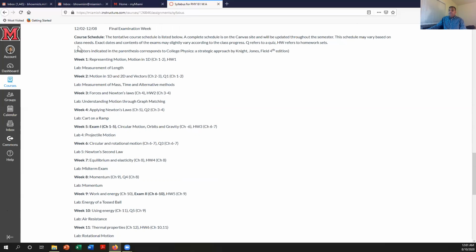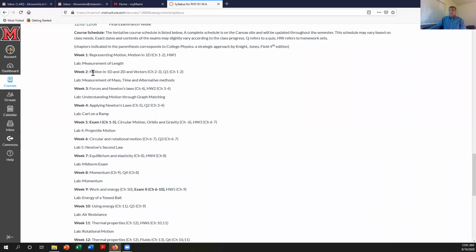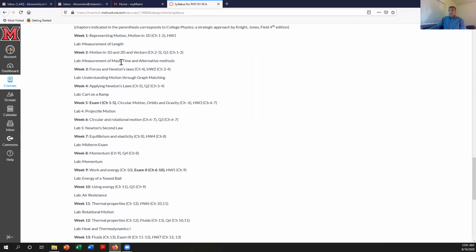Now, here is a course schedule, and this is basically a rough replica of what you have already seen in the modules. But this also has a good broad overview of in which week we are going to discuss which of the chapters from the textbook, and when the homeworks are going to be due, roughly speaking. The due dates will, of course, be updated eventually.